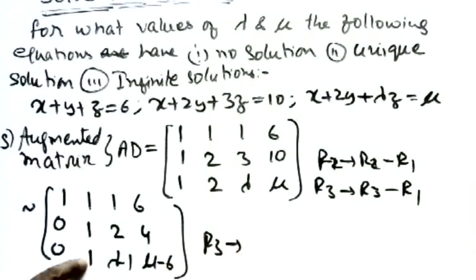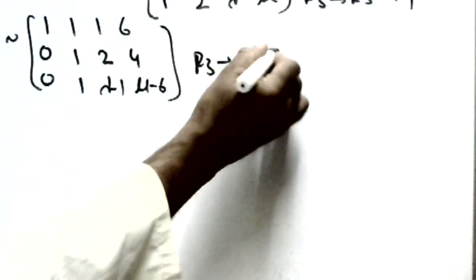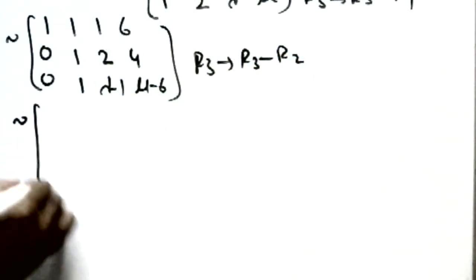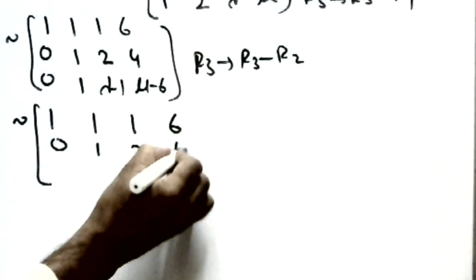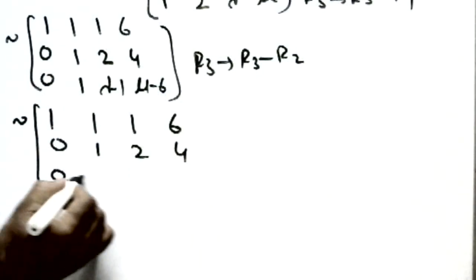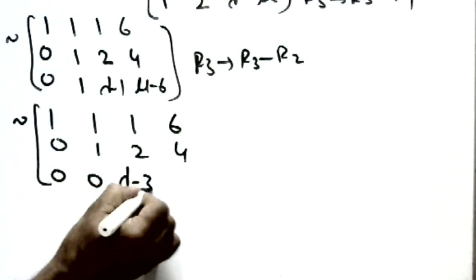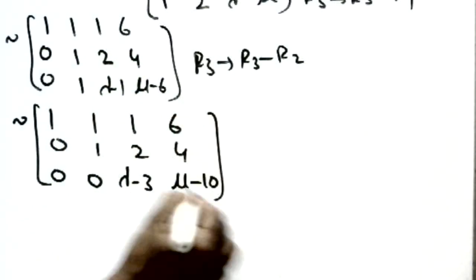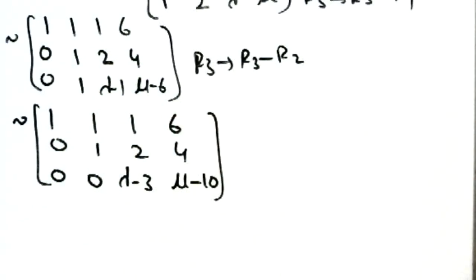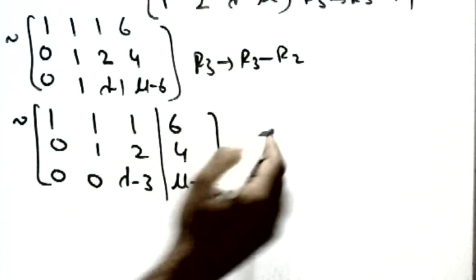Now the next step is R3. Now we must get 0 here. So we use R3 minus R2. So it changes to 0 minus 0 is 0, 1 minus 1 is 0, lambda minus 1 minus 2 is lambda minus 3, mu minus 6 minus 4 is mu minus 10. So now let me continue. See here, now we have to understand this a little bit.